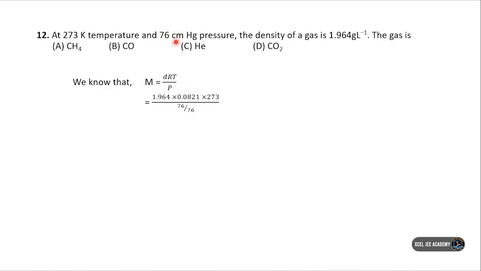So to convert it in atm we have to divide it by 76. So 76 by 76, the pressure will be 1 atm. So the mass of the gas which is coming out is equal to 44. So 44 is the molar mass of CO2. Hence our answer is option number D.